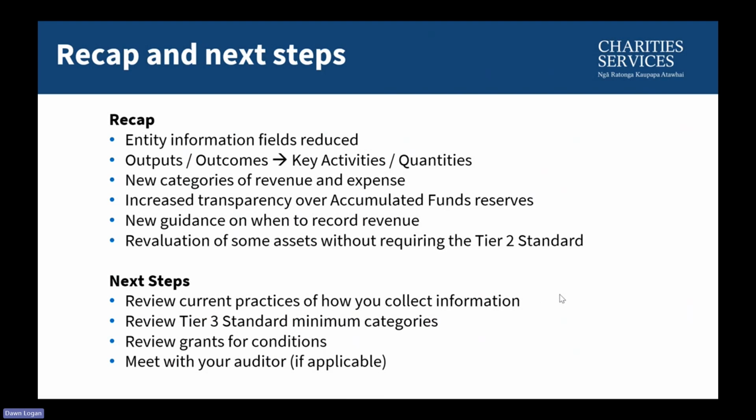and equipment note. Your next steps are to start thinking about how you collect the information you need to prepare your performance report. If you use Xero or MYOB accounting software, you may also consider how to group your revenue and expenses for the updated minimum categories required by the Tier 3 standard. Also review any grants and other funding you may receive and consider if there are conditions attached. If your charity is legally required to undergo an audit, make sure to discuss with your auditor what evidence they may seek to support your statement of service performance and if any further steps are required for your prior year comparative figures.